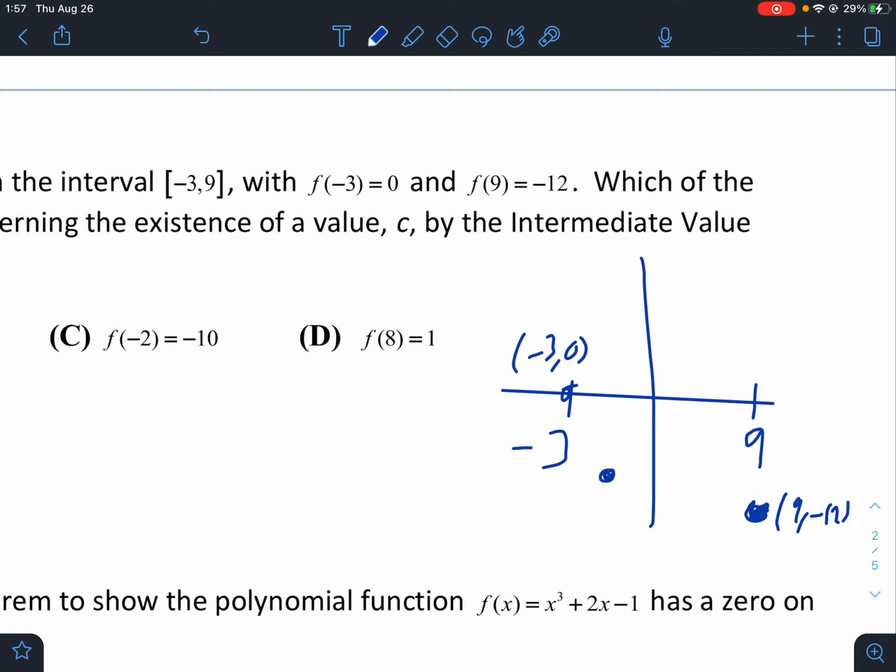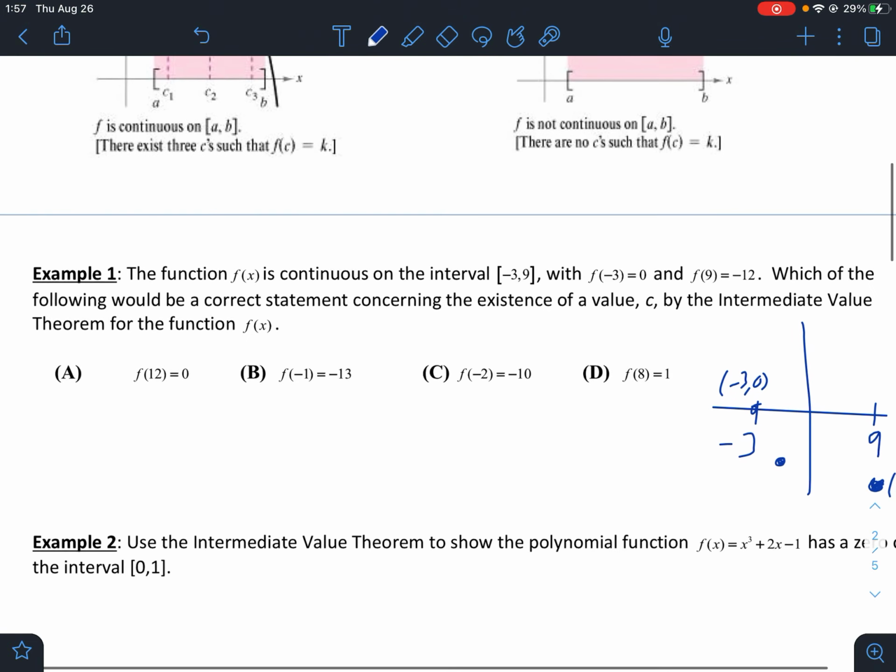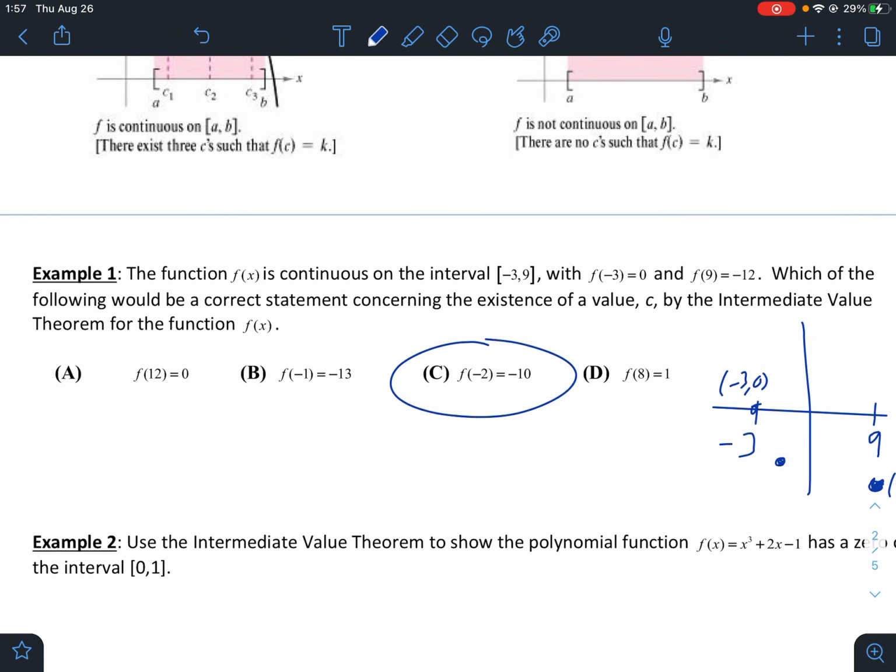F of -2 being -10. That is definitely a possibility, right? If it's going from here to here, it could hit -10. And f of 8 being 1? Again, that one's not inside our range here. So could that be true? Sure. But the only one that fits with the intermediate value theorem would be C.